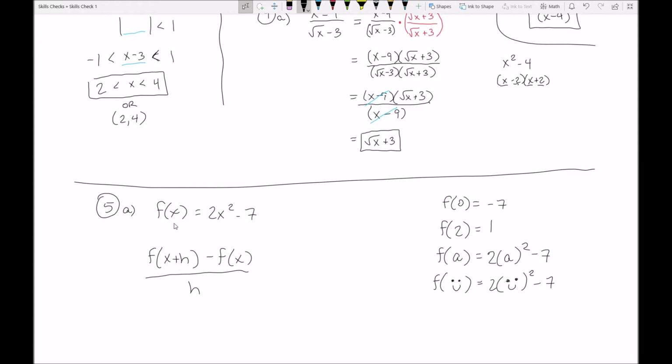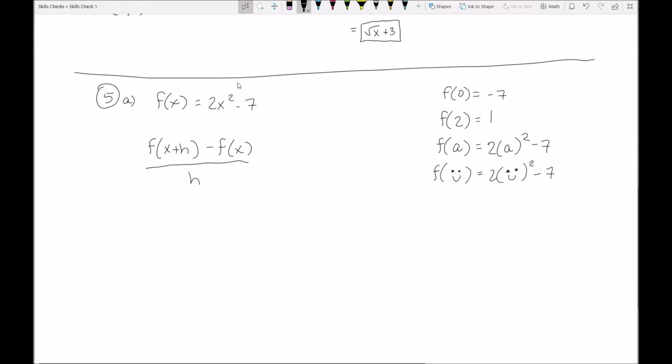So take a look at how I actually go about doing this. I'm going to take what I have right here, and I'm going to say that I can re-express this. I'm going to have f of x plus h, I'm going to have minus f of x, and I'm going to take all of this and divide by h. Now, in my first set of brackets, I'm going to write down what f of x plus h would look like. So I'm going to write down exactly what my function formula looked like.